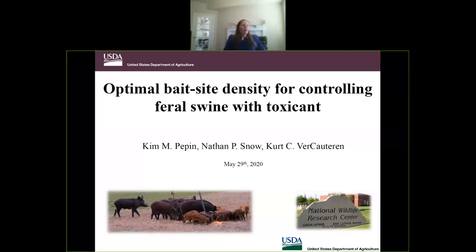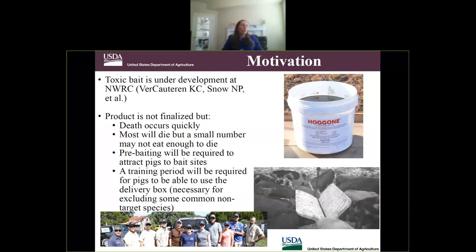I'm going to talk about a study on optimizing bait site density for controlling feral swine with toxicants. So I'll jump right into the motivation here.